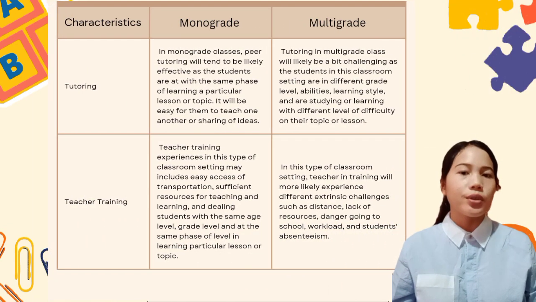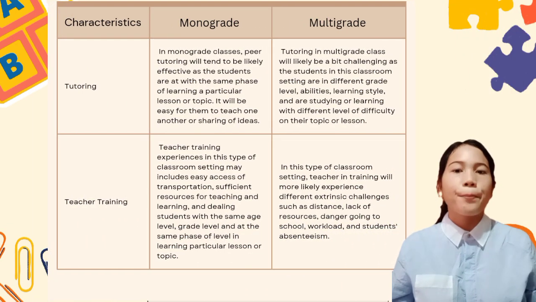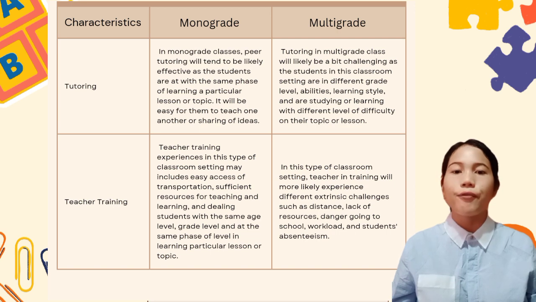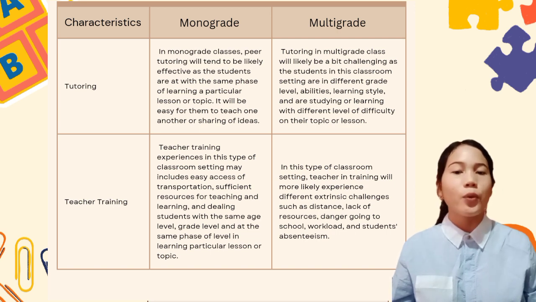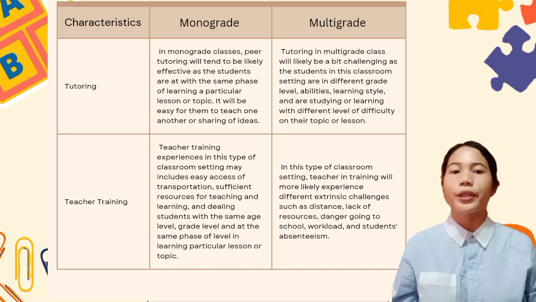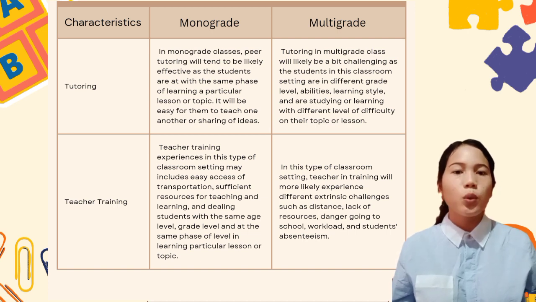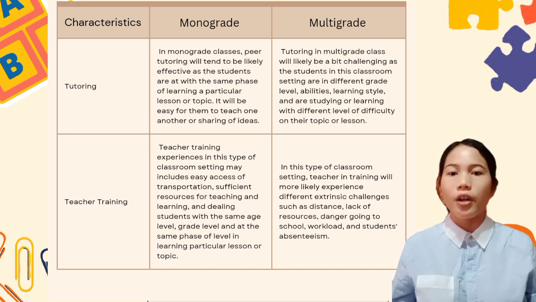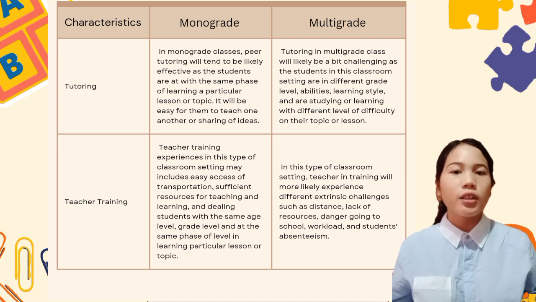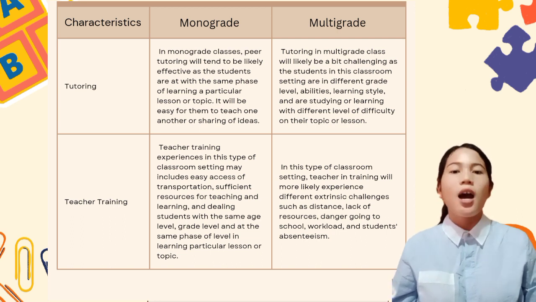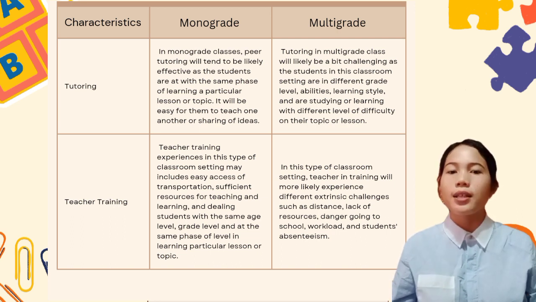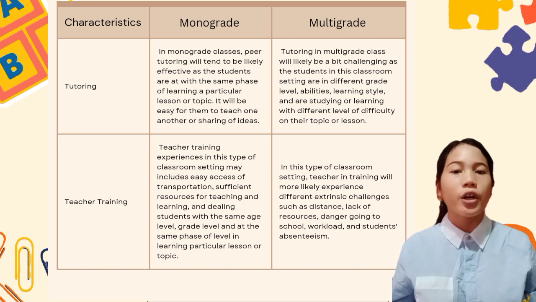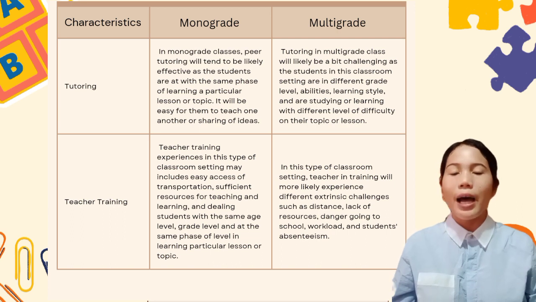Next one is tutoring. In monograde classes, peer tutoring will likely be effective as the students are at the same phase of learning a particular lesson or topic. It will be easy for them to teach one another or share ideas. In multigrade, tutoring will likely be a bit challenging as the students are in different grade levels, with different abilities, learning styles, understanding, and levels of difficulty on their topic or lesson.